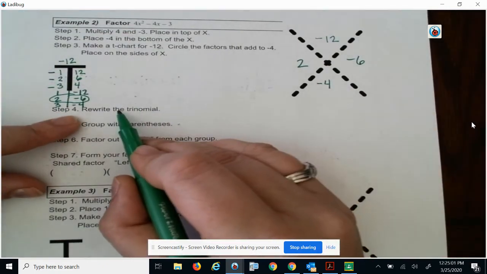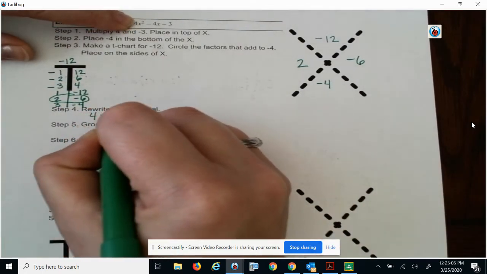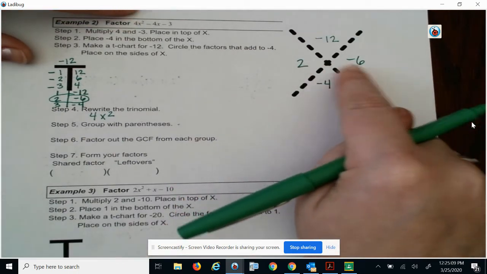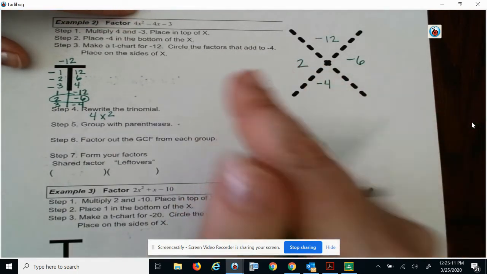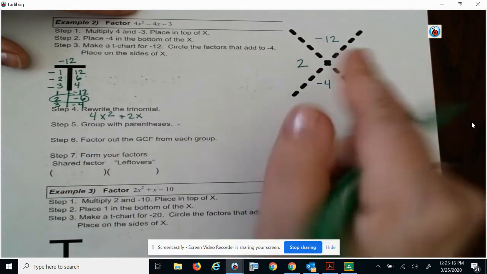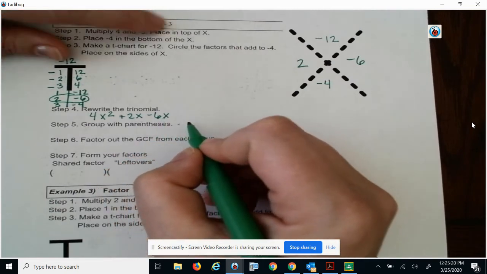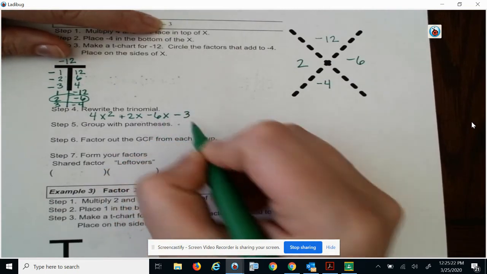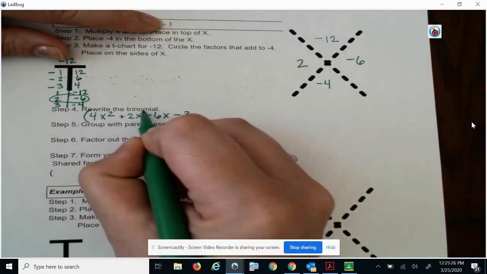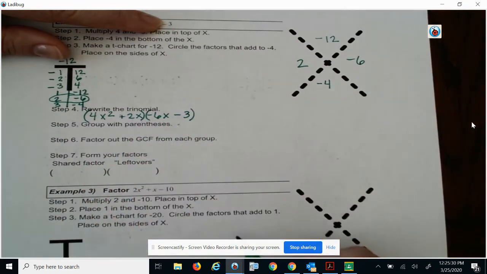Okay, now we're going to rewrite the trinomial. So our first term stays the same. Our second term, we're going to split up using these side numbers. So that's a positive 2x, and that's a minus 6x because it's negative, and then that -3 stays at the end. Now let's group them. I'm going to save some rewrite time, and I'm going to group them like that.